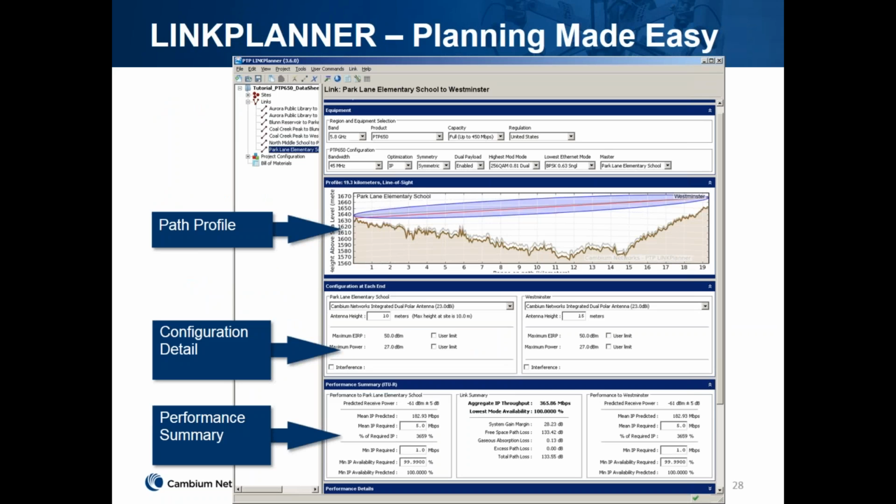The path profile gives you an idea of the Fresnel zone. So based on the height of the antenna, you can try to eliminate that. With the configuration details, it gives you detailed information with respect to TX power, RX power, maximum and antenna gain. With respect to performance, it gives you a nice summary, and it tries to best predict how it would behave in the real world.